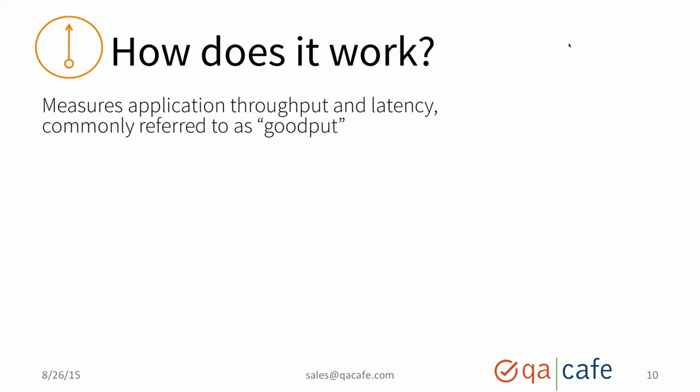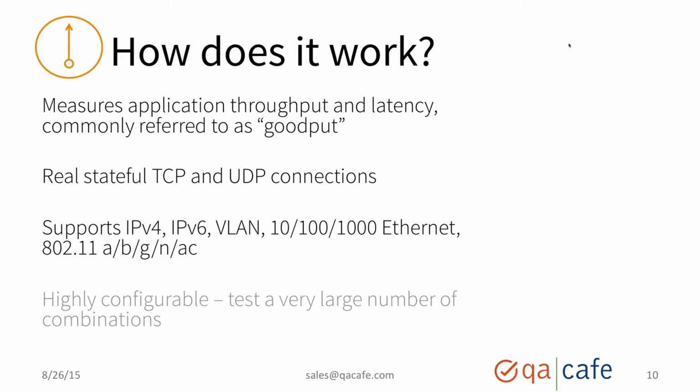So how does it work? Well, we're measuring what's called application throughput, and we measure latency. And this is also called goodput by some folks as well. So we're looking at how much data you can move through TCP and UDP connections. And we're using real stateful TCP and UDP connections to do this.